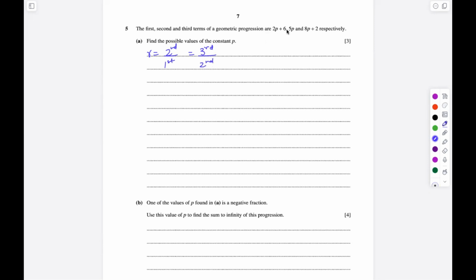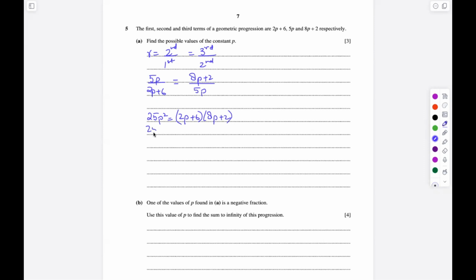In this expression, the second term is 5p, so we can write it as 5p divided by the first term, which is 2p plus 6. And that will be equal to the third term, 8p plus 2, divided by the second term, that is 5p. So cross multiplying 5p times 5p, that will become 25p squared, and 2p plus 6 will multiply by 8p plus 2.